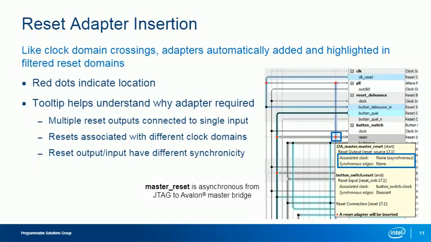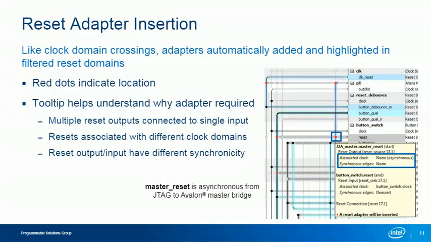Similar to viewing clock crossing adapters, you can see where reset synchronizers have been inserted in the system by selecting a domain crossing from the Reset Domains tab. Again, red dots on the System Contents tab indicate their locations, and tooltips indicate why an adapter is required. The three situations listed are the reasons why an adapter will be inserted. As with clock domain crossings, you can leave the adapter in place or make adjustments to the design to avoid the need for it. Sometimes the adapter cannot be avoided.